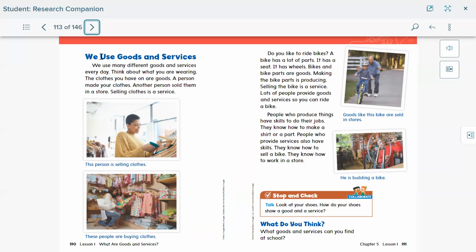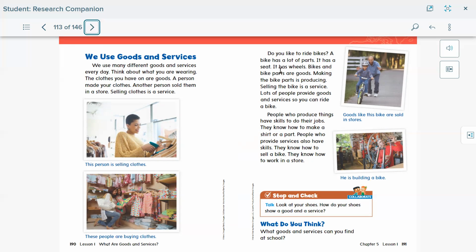So this person is selling clothes. As you see, she's putting the tag and the price for the clothes. So she's providing you with the service. She did not make the clothes, but she's selling it. Over here, these people are buying clothes. That's you. When you go buy the clothes, you pay the money.